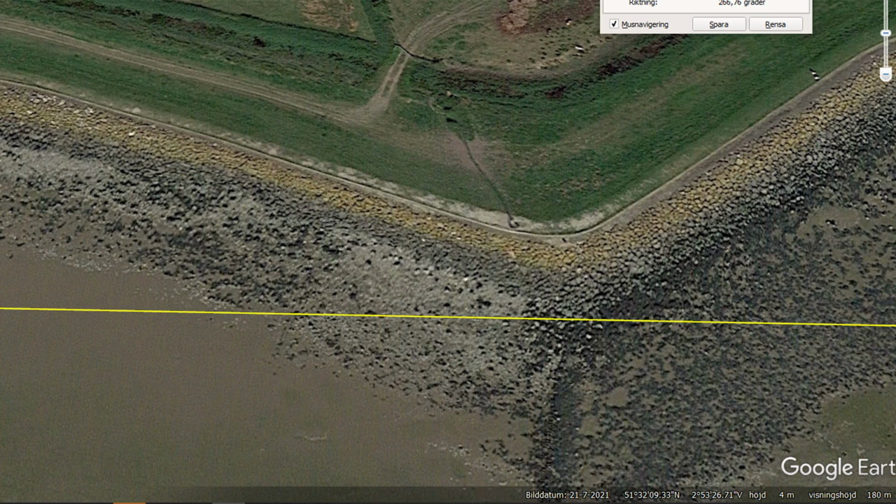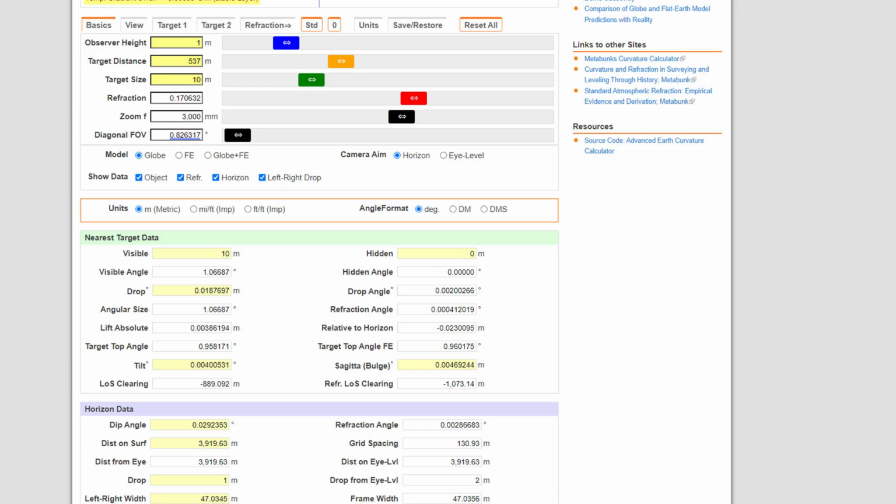And if I look at where the line passes those stones or rocks, Google Earth tells us that the height is 4 meters. And if you calculate the drop for this distance, 537 meters, the drop is 0.018 meters. So 1.8 centimeters. So it's quite obvious the observer height can't be 1 meter. Let's move on to the next part of this video.